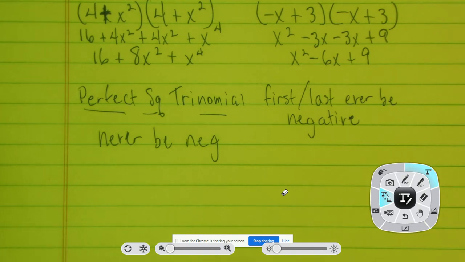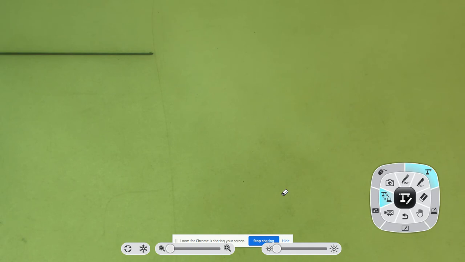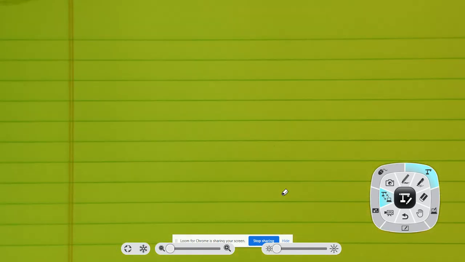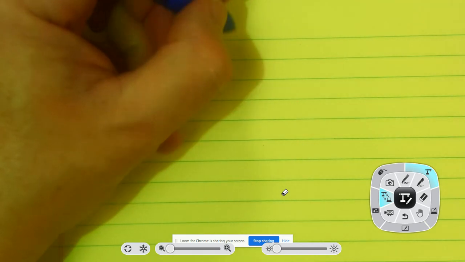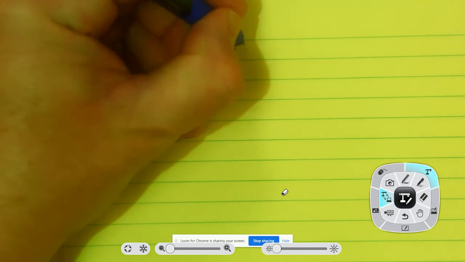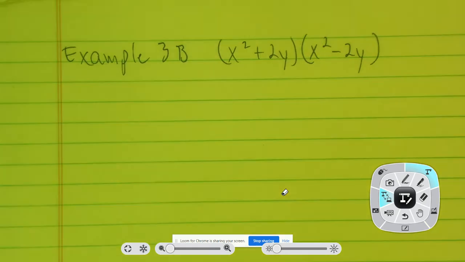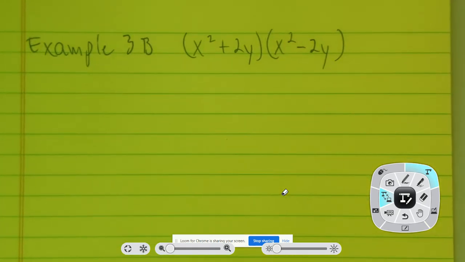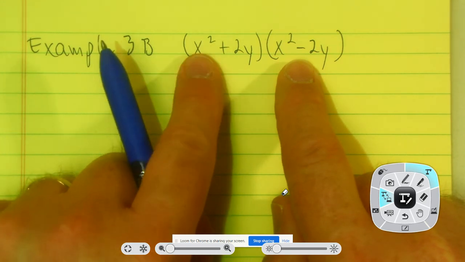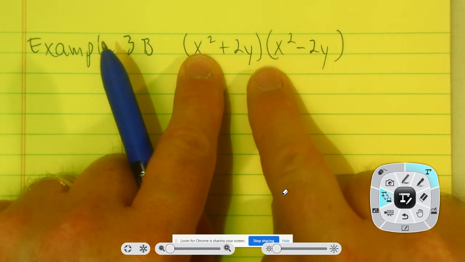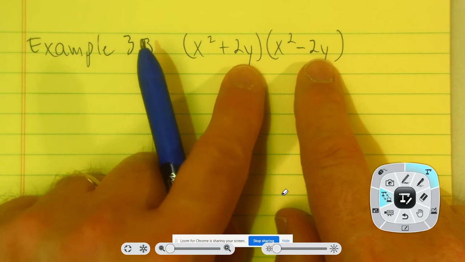Well, let's look at a different type problem now. And it's kind of similar, but it's a little different as well. This is example 3b. So write this down, please. It is x squared plus 2y times x squared minus 2y. Here's what I want you to notice. It's not a perfect square because one is positive, the other is negative. But outside of that, notice that x squared here, are you looking? And x squared here, that's the same. And outside of the plus and negative, 2y and 2y are the same, except one's positive, the other's negative.